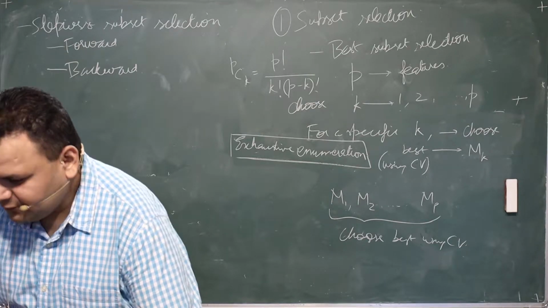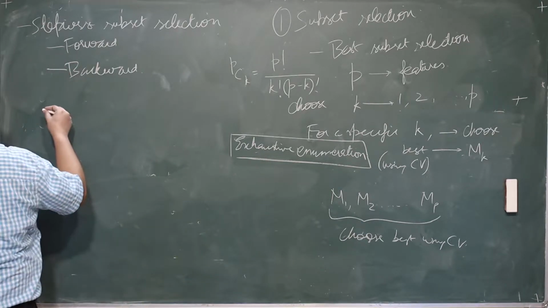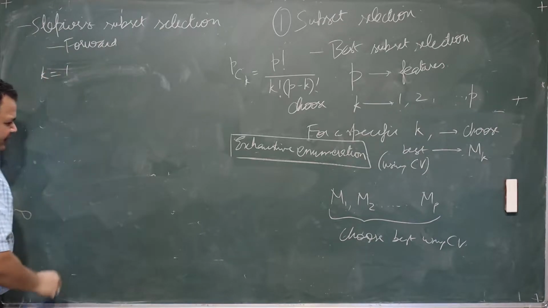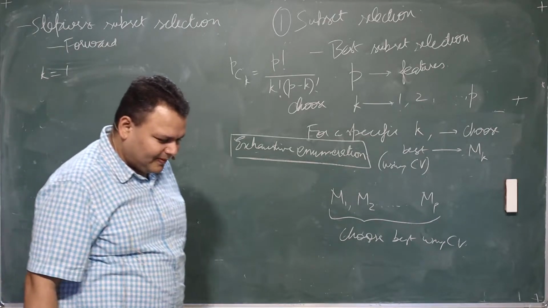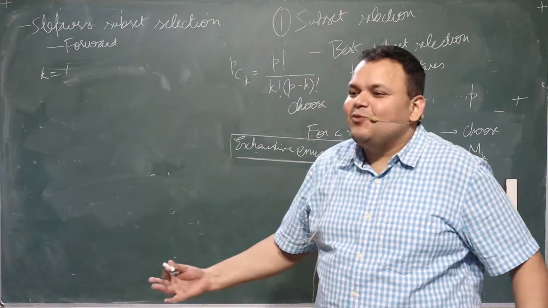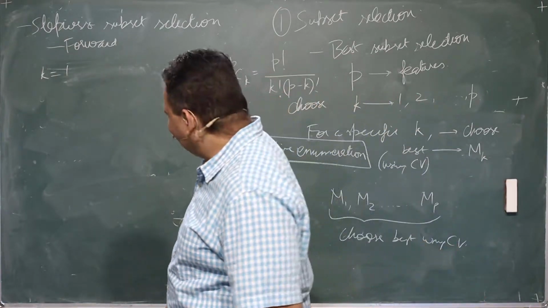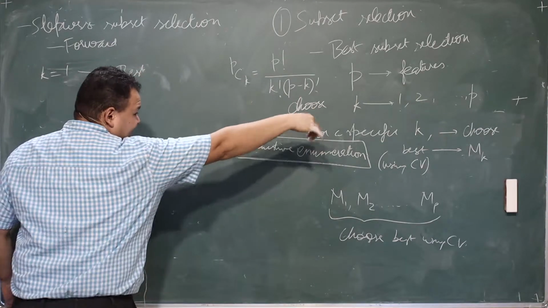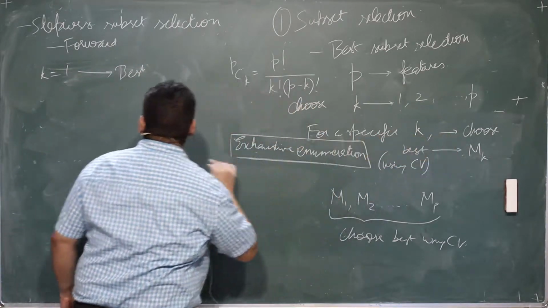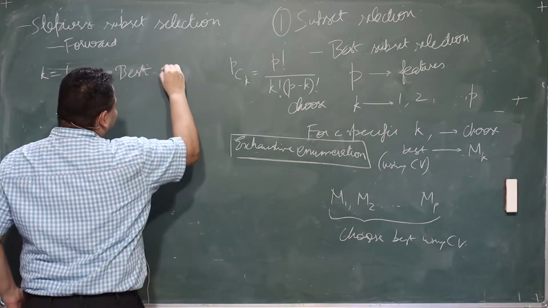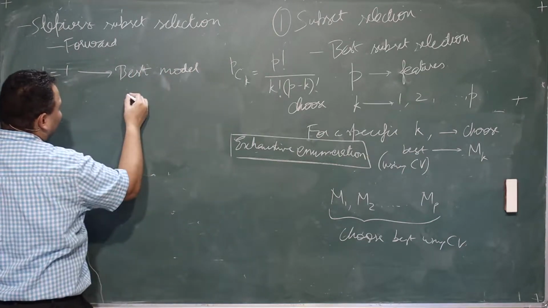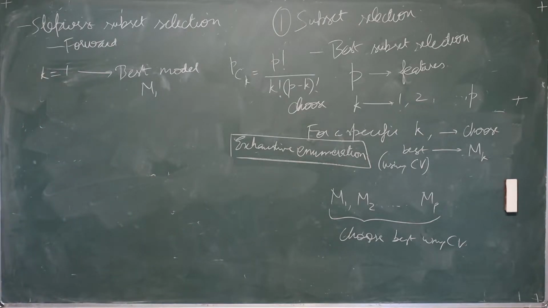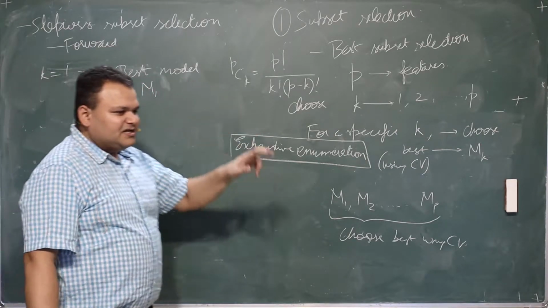So we'll start with k equal to 1. Let us talk about forward for now. We start with k equal to 1. We try to find the best model with k equal to 1, in the same way as we did here, we will find out the best model. Okay, with k equal to 1, let us call that m1, the best model with k equal to 1.